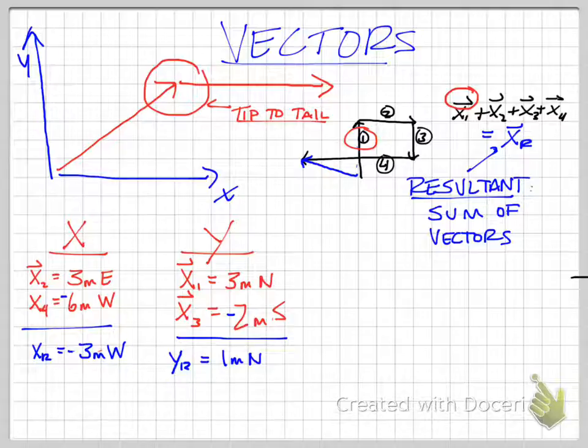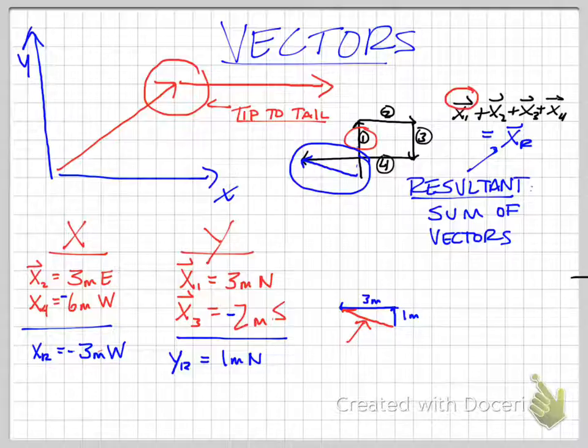That's what that negative means. So for our resultant, it's what we see right here, and then I'll draw it again. Resultant was 1 meter north, and 3 meters west. So that describes both pieces of our resultant vector. That is our resultant vector.